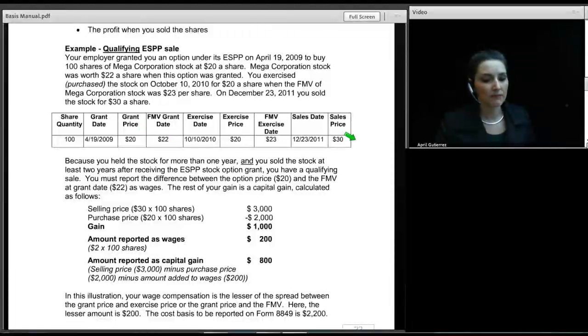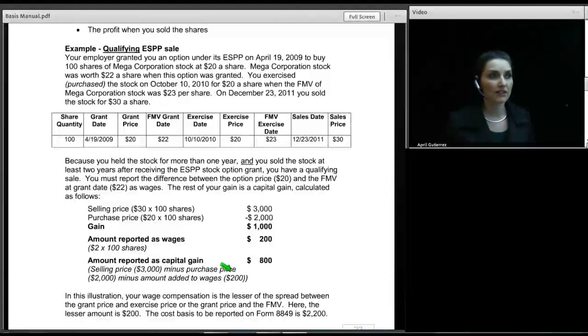And let's just suppose we've got 100 shares. The selling price on those 100 shares is $30. So we have a selling price of $3,000. The amount I pay is $2,000 and the gain is $1,000. And of that gain, $200 is going to get bumped up on my W-2, and $800 is going to get reported as a capital gain on my Schedule D.